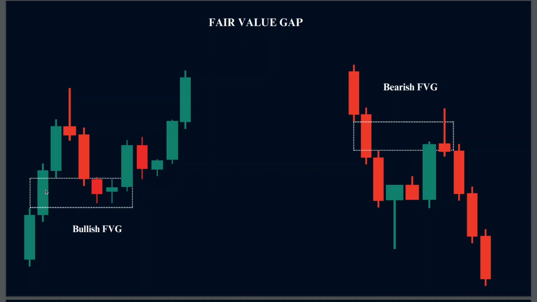Market always gravitates to this point to fill up this imbalance before continuing its move. That is what the market does. It doesn't matter when this happens, it always happens. Market always comes to fill up this imbalance.